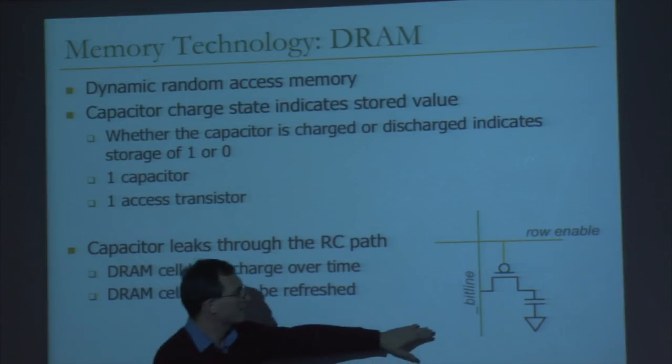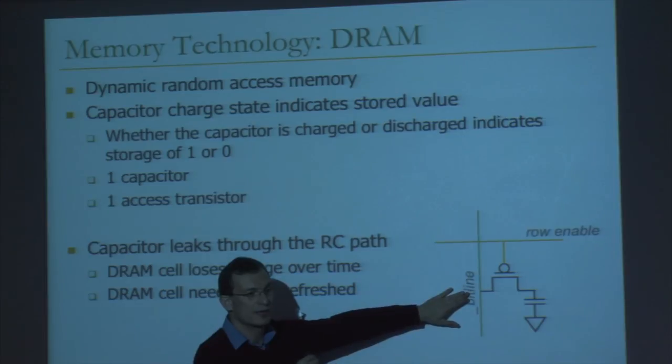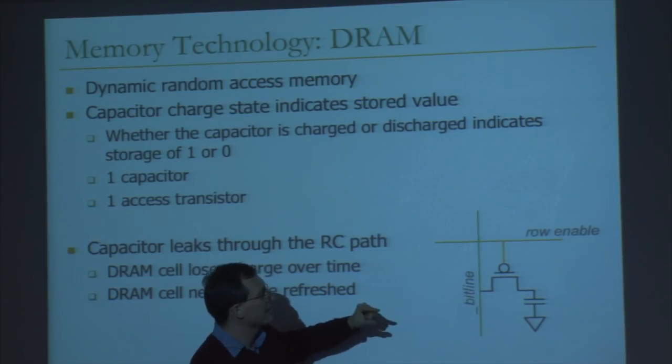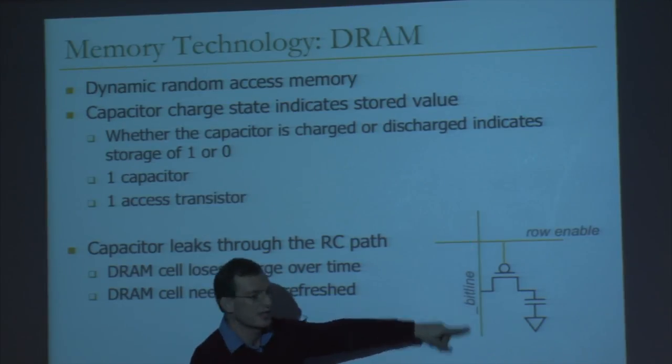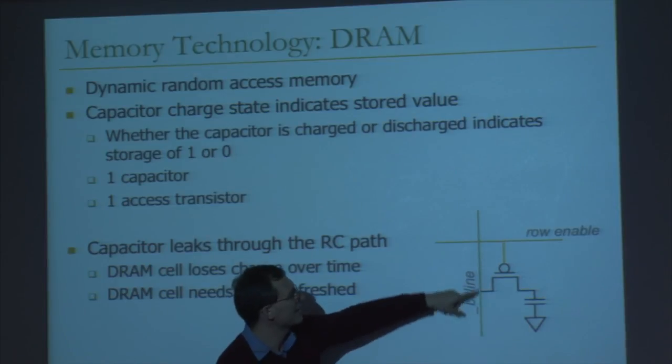And if the cell, for example, stores a 1, let's assume that one corresponds to a VDD. Initially, the bit line is precharged to VDD over 2. And once the cell shares charge with the bit line, this bit line becomes VDD because the amplifier amplifies the charge and it drives the bit line. As a result, you have VDD.